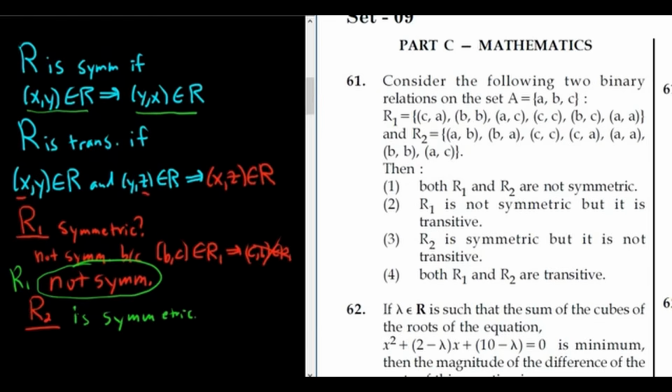Since we're already talking about R2, let's go ahead and look at transitivity, and we'll just start with R2. So is R2 transitive? Remember, transitive means whenever xy is in R and yz is in R, then xz has to be in R. Okay, so let's see. We have AB in R2 and BA in R2. That would imply that AA is in R2, and it is.